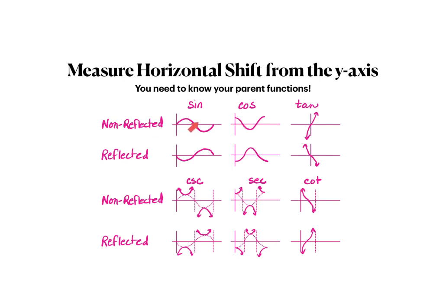If it's to the right, C is negative. If it's to the left, C is positive. For cosine, I'm going to look where my function is up in amplitude. For tangent, I'm going to look where my function crosses the x-axis. If it's reflected, it's going to look like these.